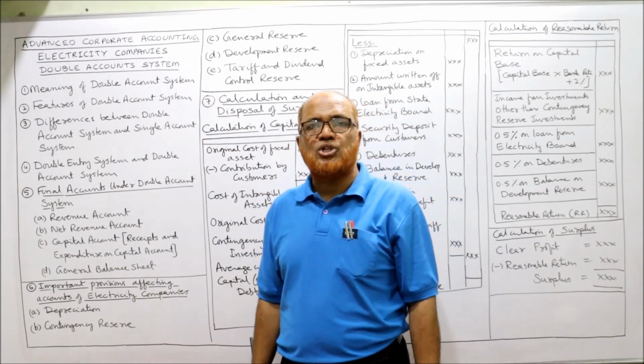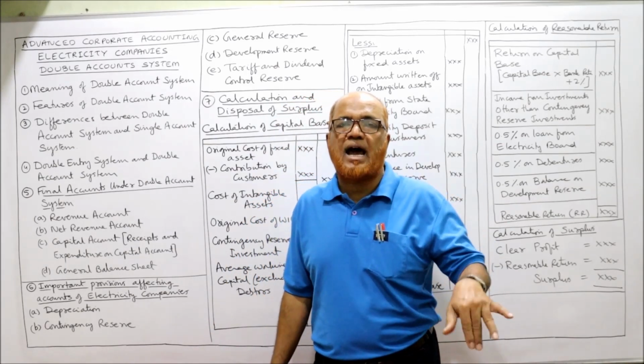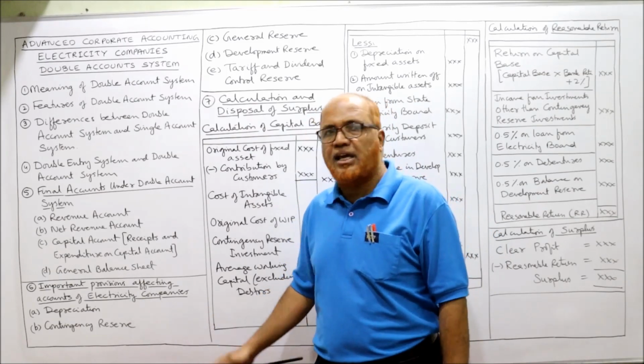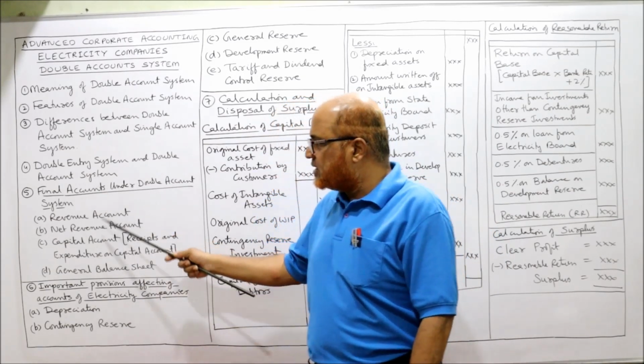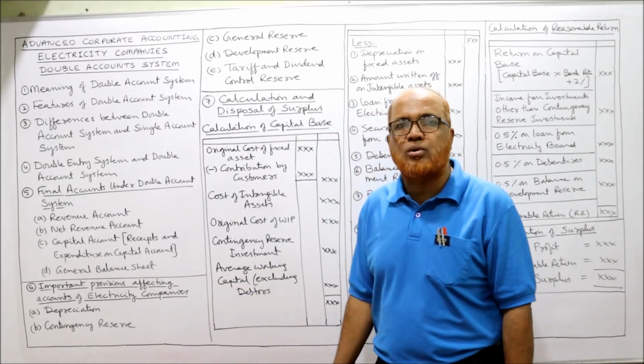The last one is the general balance sheet. In the general balance sheet, we take all the other assets and liabilities. The remaining assets and liabilities will be taken in the general balance sheet. That's all. So these are the final accounts of electricity companies under the double account system.